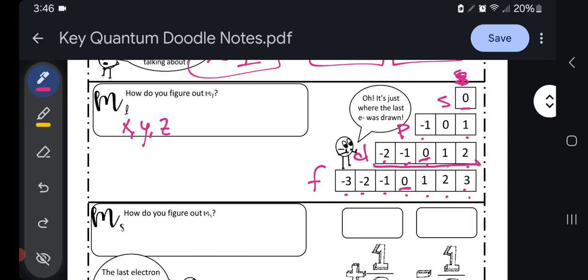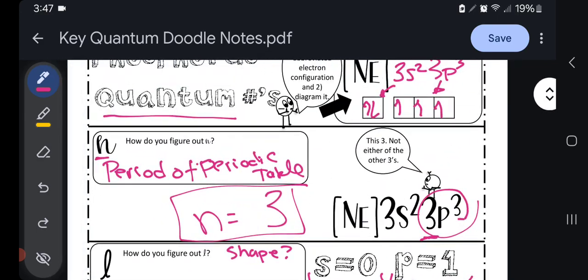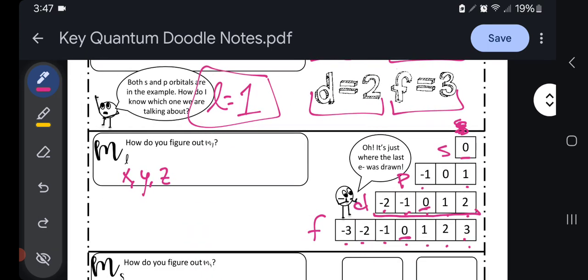Alright, so how do we figure it out? Again, we're looking at phosphorus. Our last box for phosphorus was up, up, up in the p orbital. So in the p block, we went up, up, up. So my last one ended here. So my M sub L is 1. Alright, my L was 1, and my M sub L is also 1.